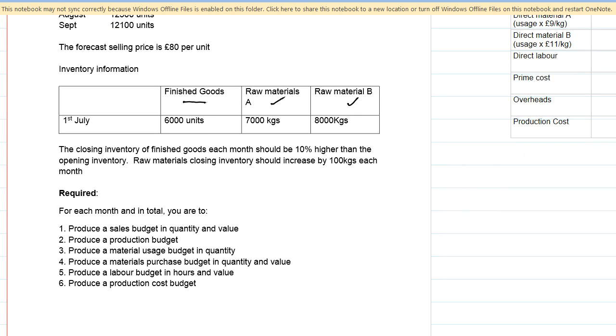The requirements, quite simple. Sales budget in quantity and value. Always watch out for that in questions, because you might be asked to do that quite separately. Those are figures that you won't necessarily use again in your calculations. So our sales units will then be used to produce the production budget, and those production units will give us our material purchase budget and our labour budget. The material purchase budget, those figures will then be used to work out how much we're actually going to buy. All of those figures will then be pulled together into a production cost budget.